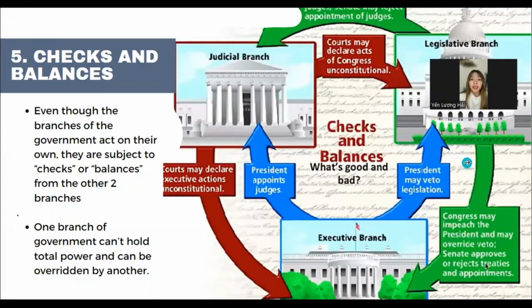And the last principle of the U.S. government is judicial review.